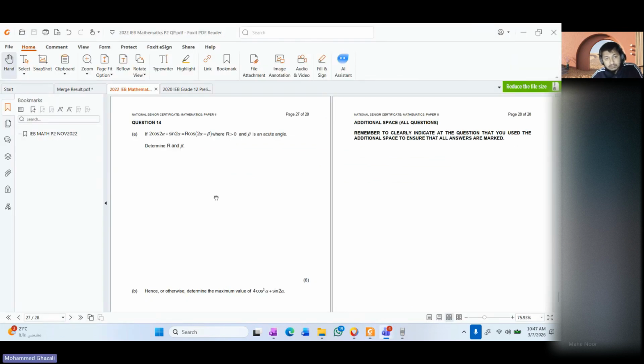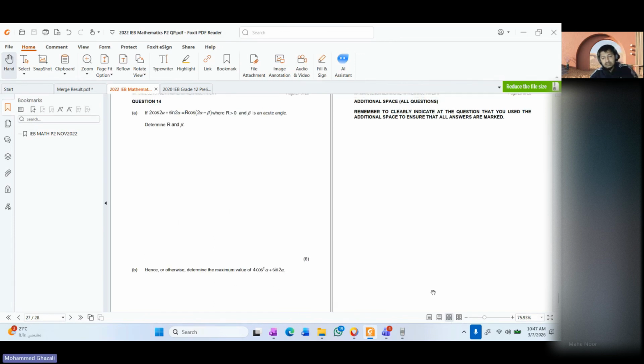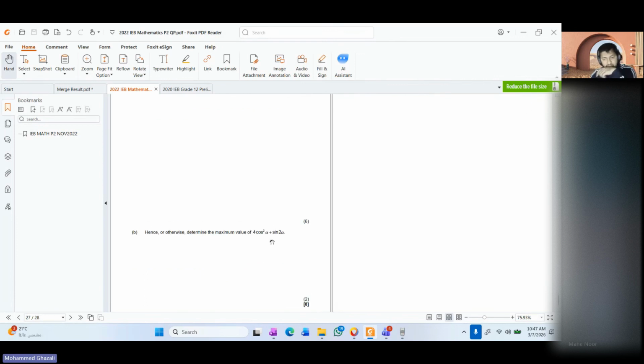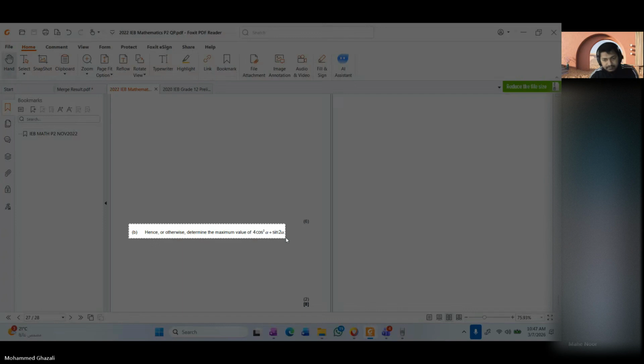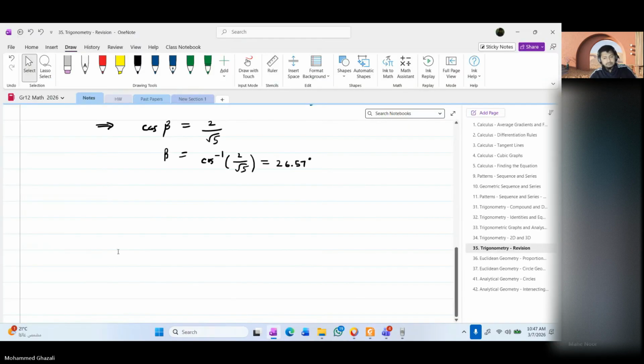Something different. Is this difficult? Hence or otherwise determine. Look at this follow-up question, the 2-mark question: hence or otherwise determine the maximum value of 4 cos squared alpha plus sine 2 alpha.